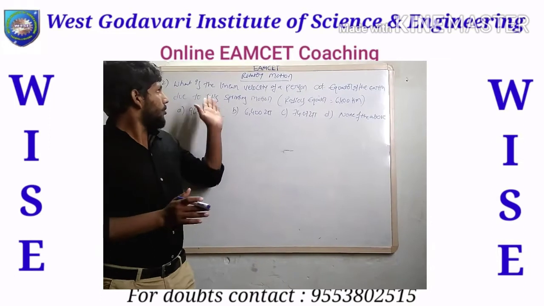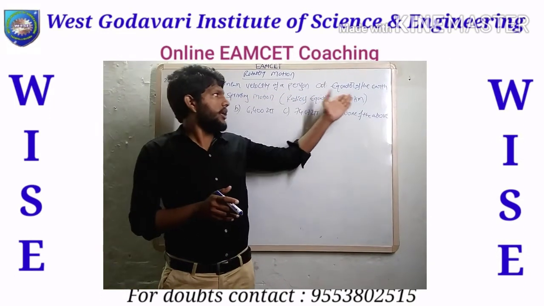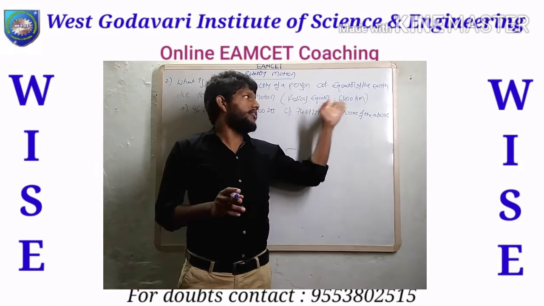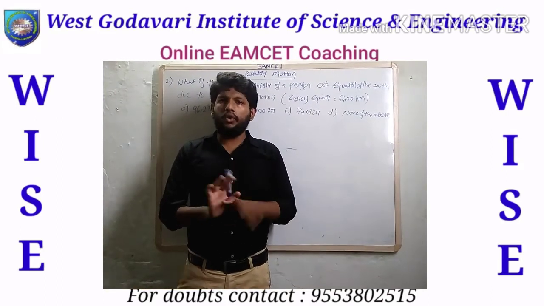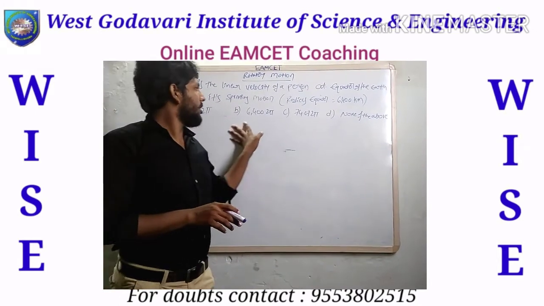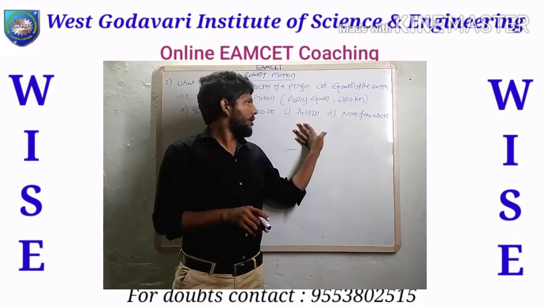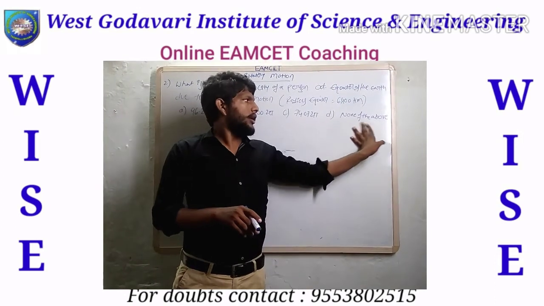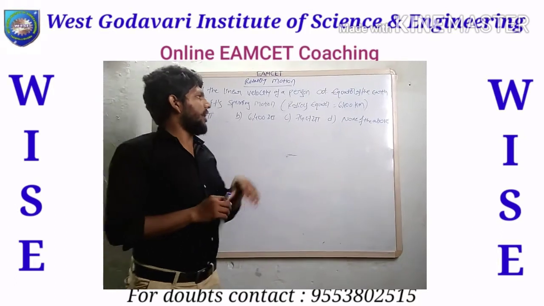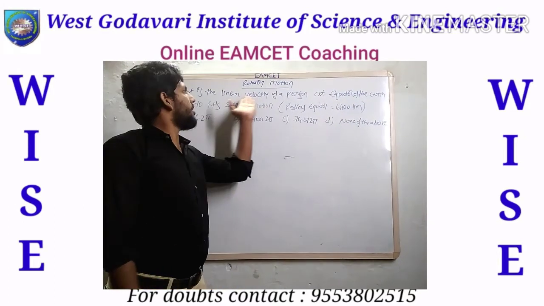The problem is: what is the linear velocity of a person at the equator of the earth due to its spinning motion? The radius of the equator is 6,400 kilometers. And we have the options also: 96 into 2 pi, 6,400 into 2 pi, 74 into 7 into 2 pi, none of the above. These are all the options in the exam. So we need to find the exact linear velocity from this.